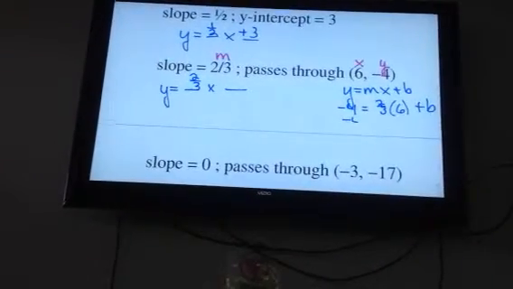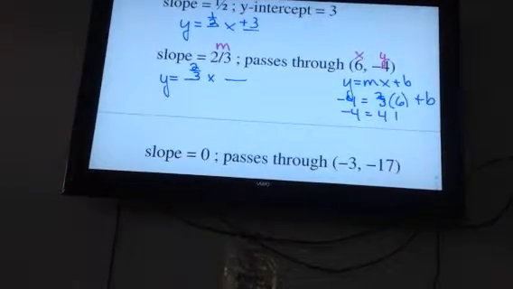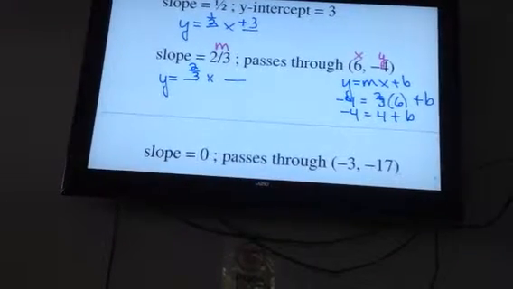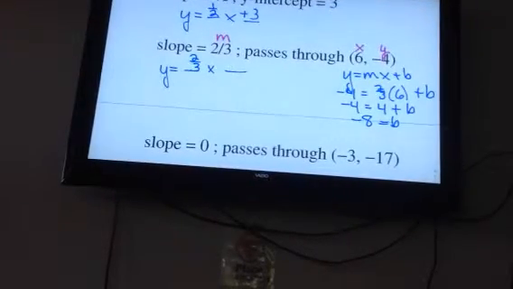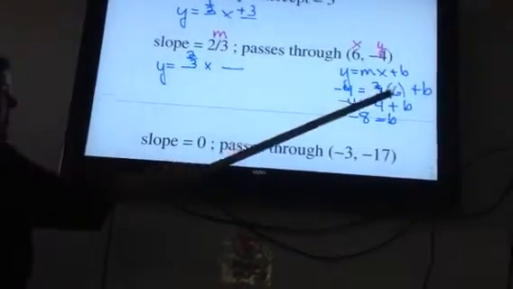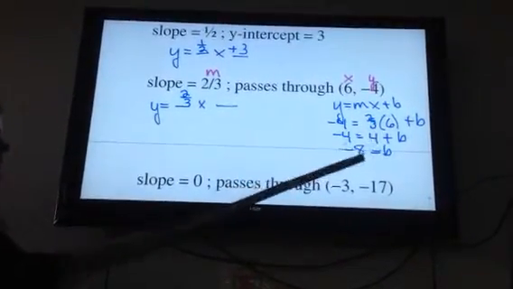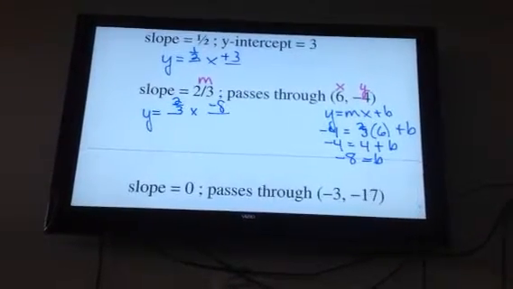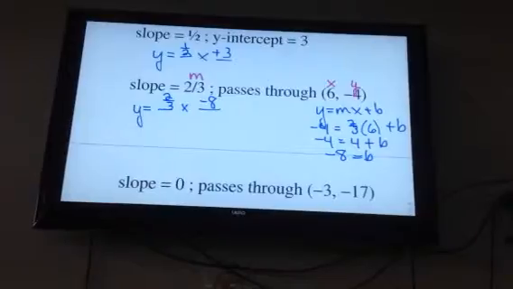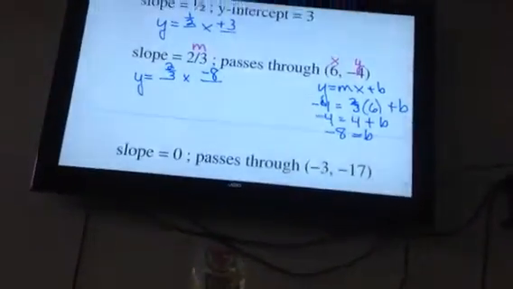So -4 equals 2/3 times 6 is 4, plus b. Subtract 4, and b is -8. Okay, so 2/3 times 6 is 4. If you can't do that in your head, use your calculator. Subtract this 4 to get b alone, and b is -8. And I plug that into my other blank spot. So my final answer, y equals 2/3 x minus 8.